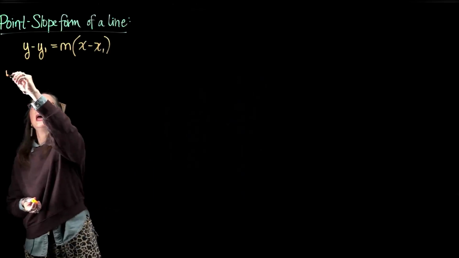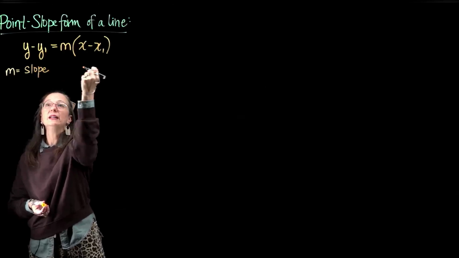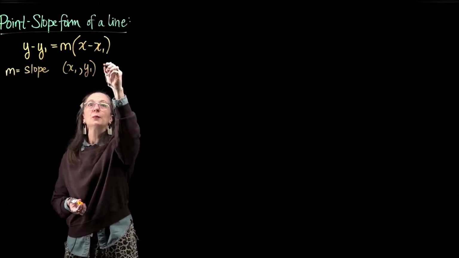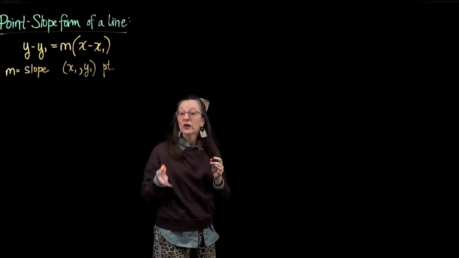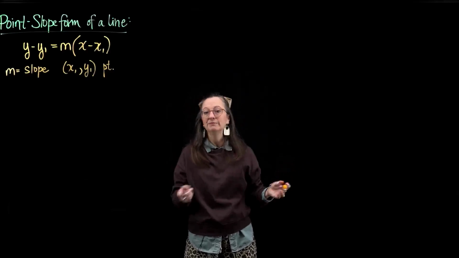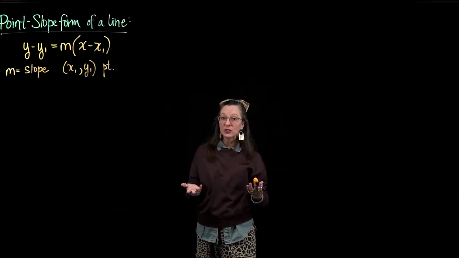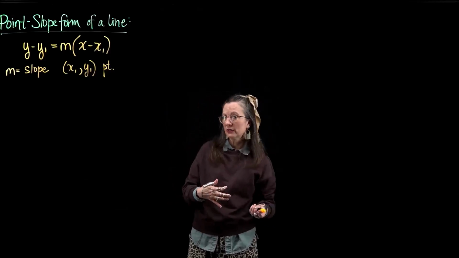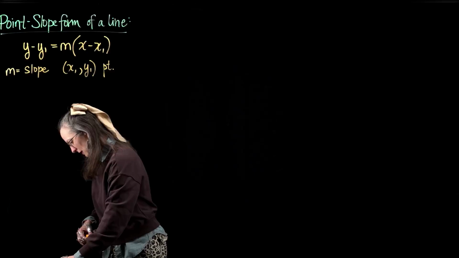And remember that m is the variable we use for the slope of the line, and that x1, y1 is a point that is on the line. Now in our equation, we're going to leave x and y alone because if I don't have an x and a y, I don't have an equation. So often you'll see problems where you're given some information and you're asked to find a line that has those characteristics.